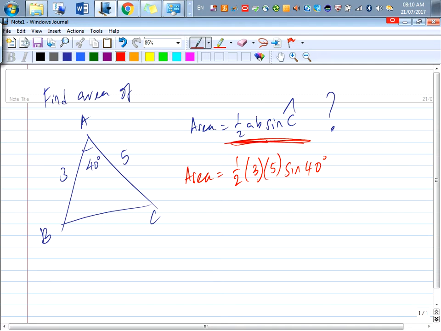As long as you remember, to find the area of a triangle, you need the two sides plus, what is this angle called? Included angle. As long as you have the two sides and included angle, just apply the formula. Don't need to write this. Okay? Answer in 3SF.